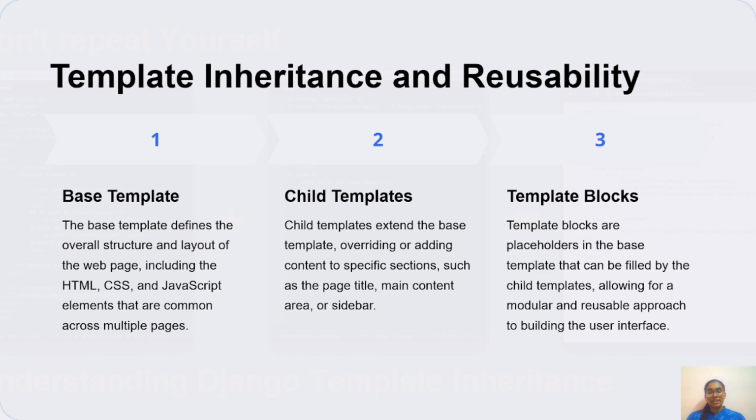The next one is the child template. Child templates extend the base template, overriding or adding content to specific sections such as the page title, main content area or the sidebar. The next one is the template block. Template blocks are placeholders in the base template that can be filled by child templates, allowing for a modular and reusable approach to building the user interface.